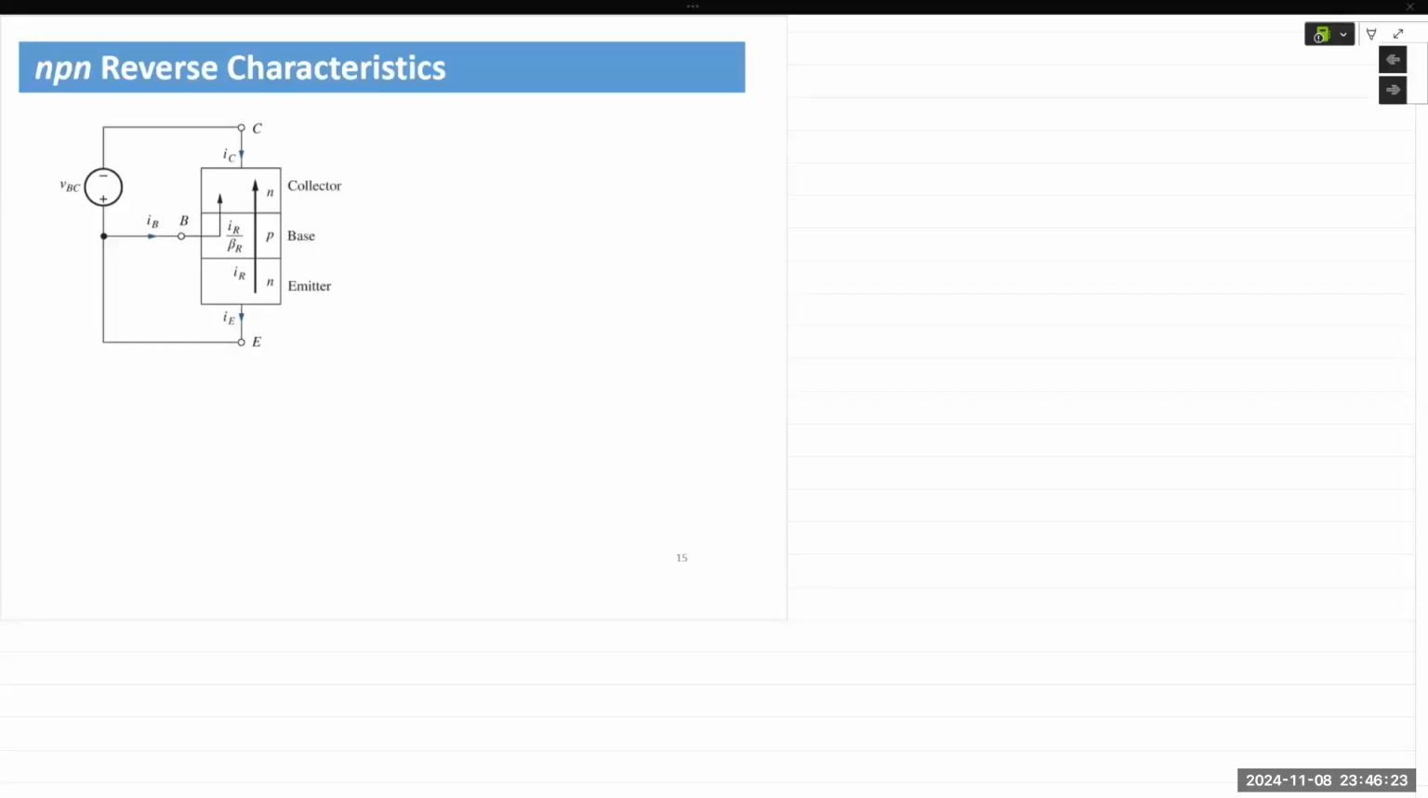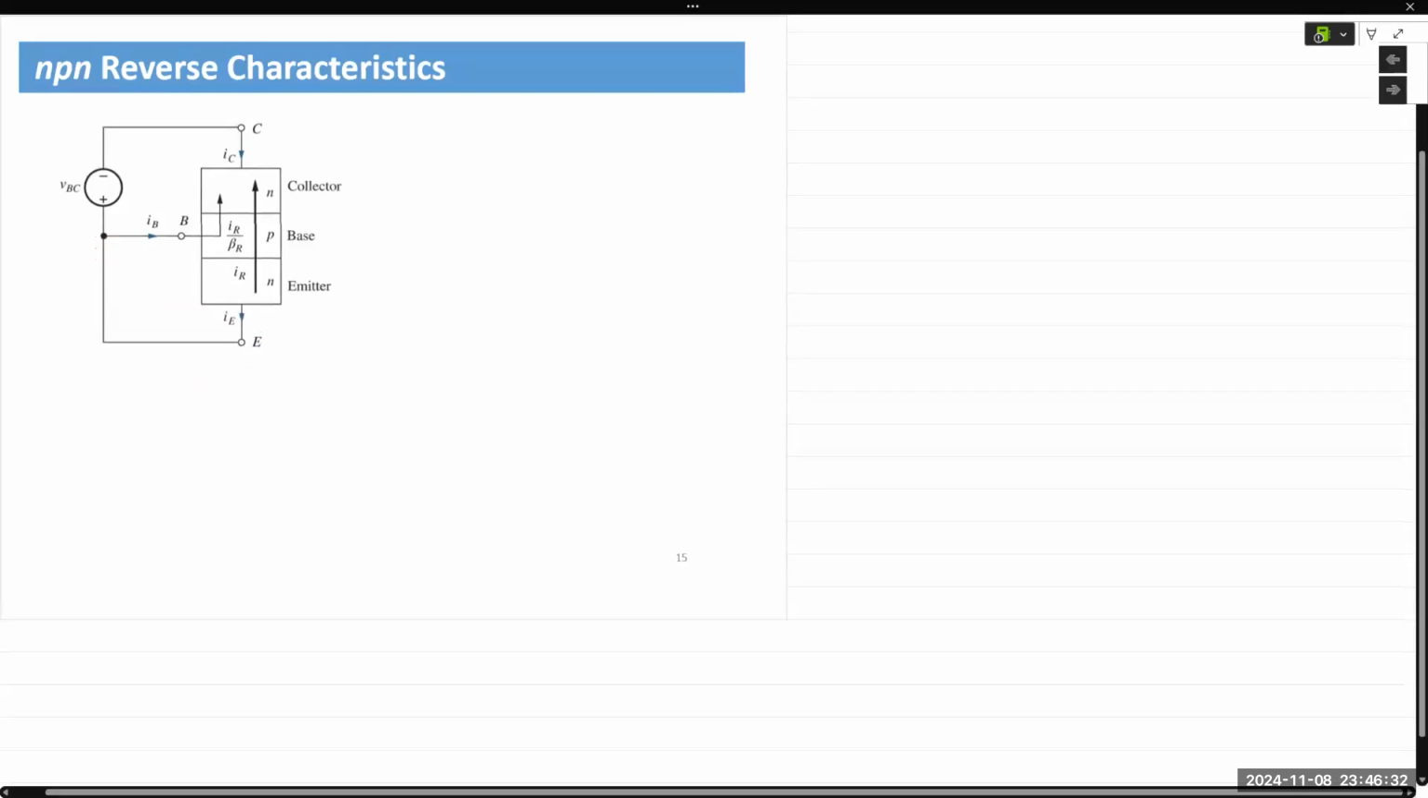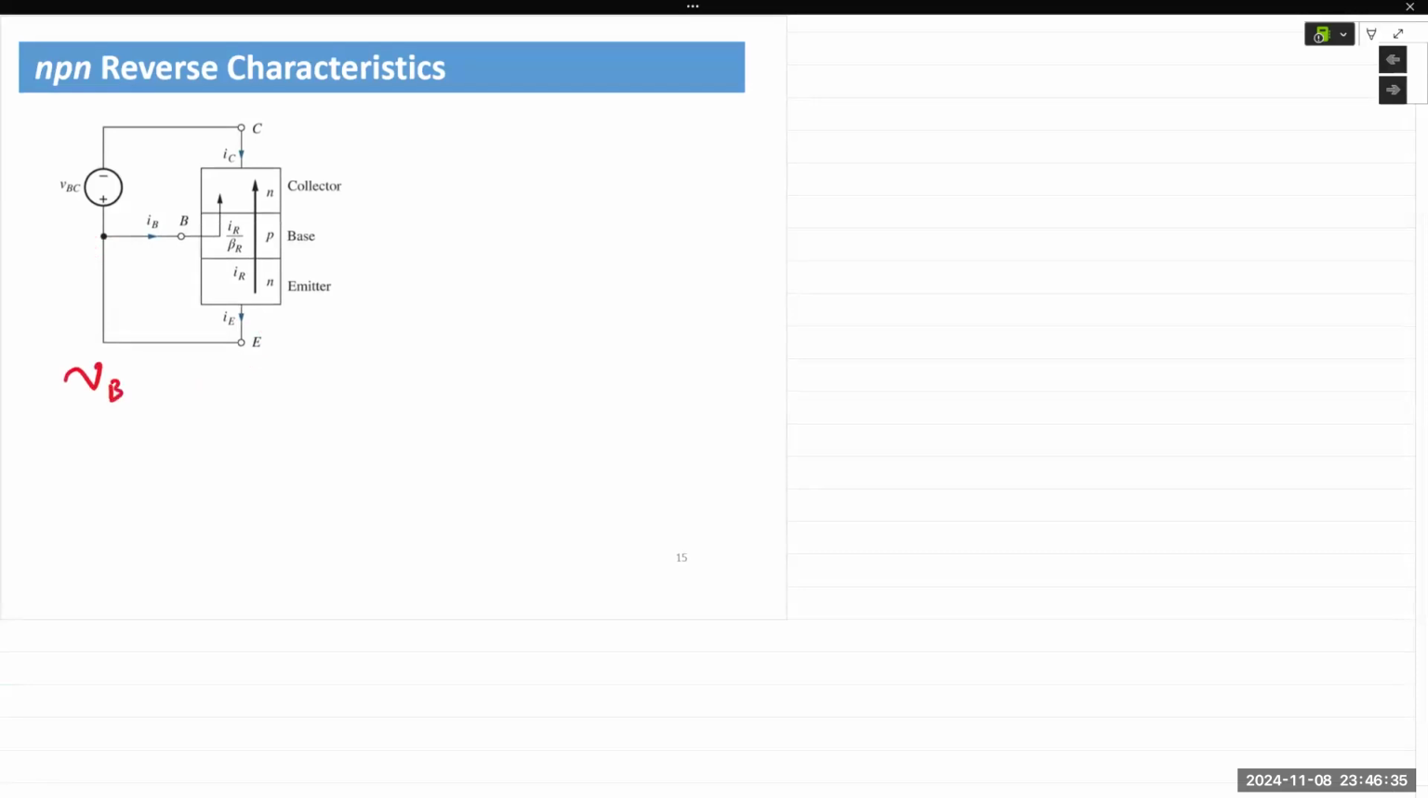In the reverse characteristics, we see that now the base-emitter junction is shorted together. So VBE is equal to 0. And we are applying a voltage across the collector-base junction, known as VBC. When we apply a voltage, current is going to flow through, and we now call this current the reverse transport current, IR, flowing through the collector. It enters the emitter, goes through the base region, and then out of the collector terminal.